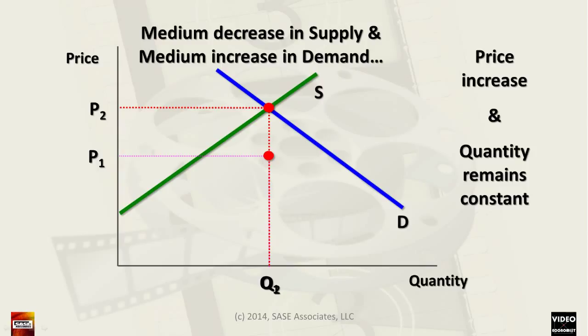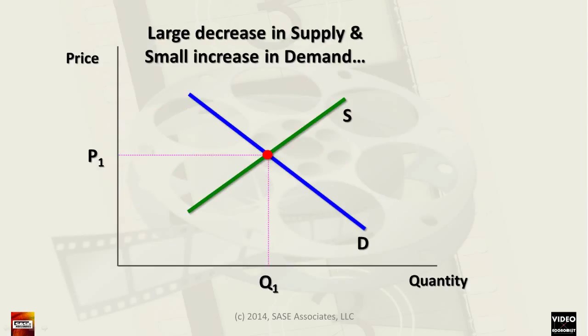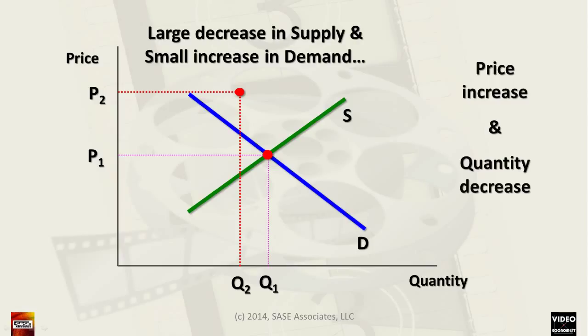However, the demand increase pulls the equilibrium price upward while the supply decrease does the same. The net result is one of no change in equilibrium quantity, though equilibrium price increases due to both the supply and the demand effects on price. In the second example, we consider a large decrease in supply against a small increase in demand.